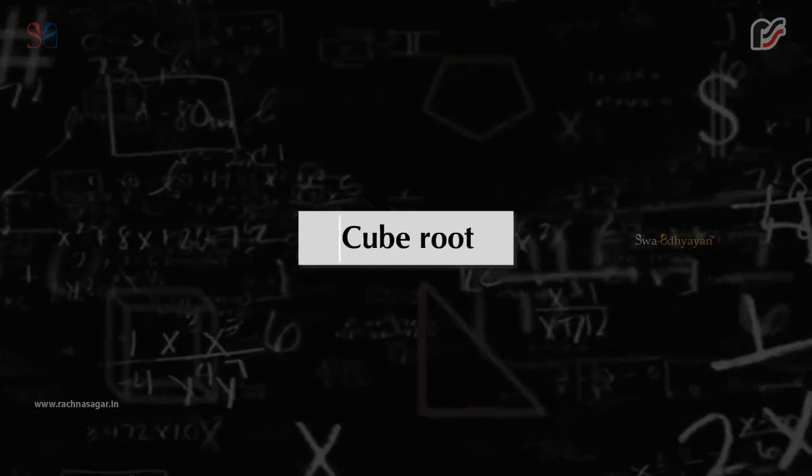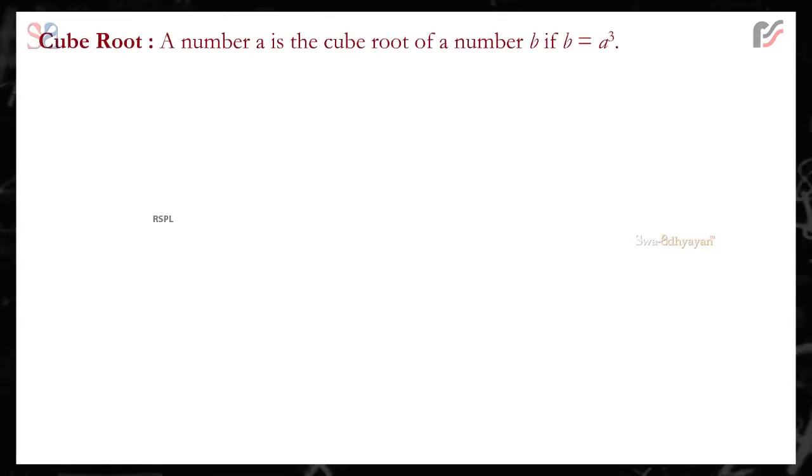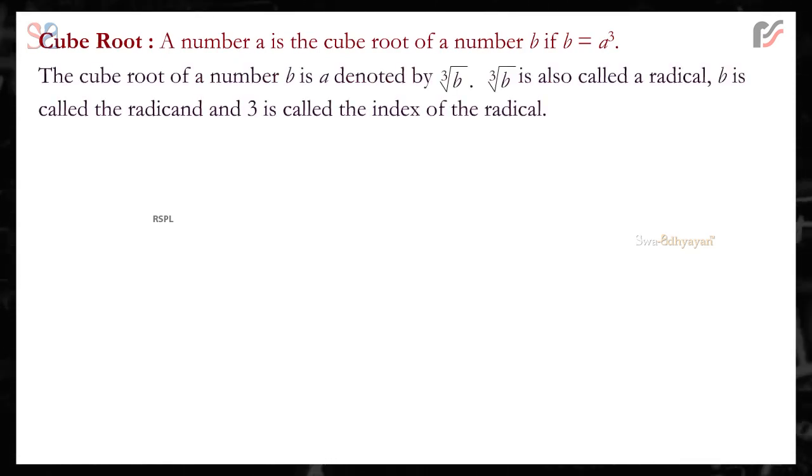Cube root. A number A is the cube root of a number B if B is equal to A raised to the power 3. The cube root of a number B is A, denoted by cube root of B. The cube root of B is also called a radical. B is called the radicand and 3 is called the index of the radical.